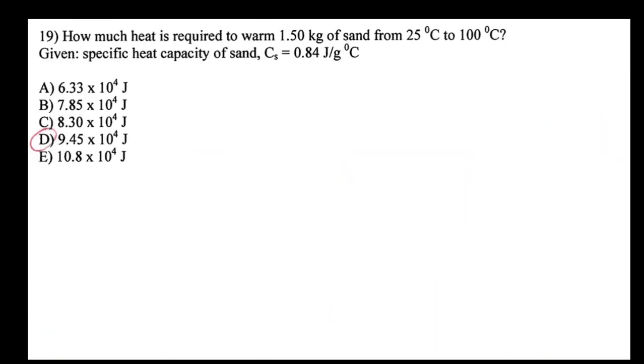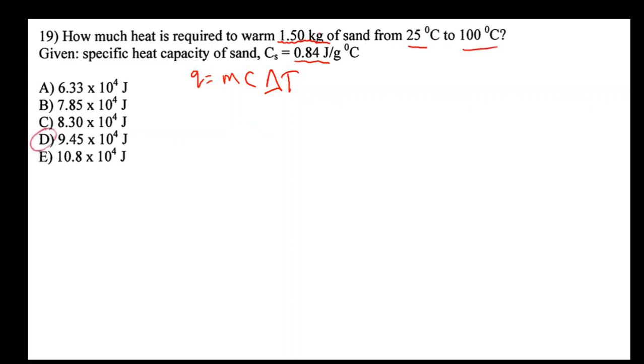How much heat is required to warm 1.5 kilos of sand from 25 degrees to 100 degrees Celsius, given the specific heat capacity of sand is 0.84 joules per gram degrees Celsius? So remember, questions like these, when you're dealing with heat, you want to use the formula Q, which is your heat, is equal to your mass times your heat capacity C times your change in temperature delta T. Just looking at what we have here, they give us a mass, they give us our heat capacity, and then they give us an initial temperature and a final temperature.